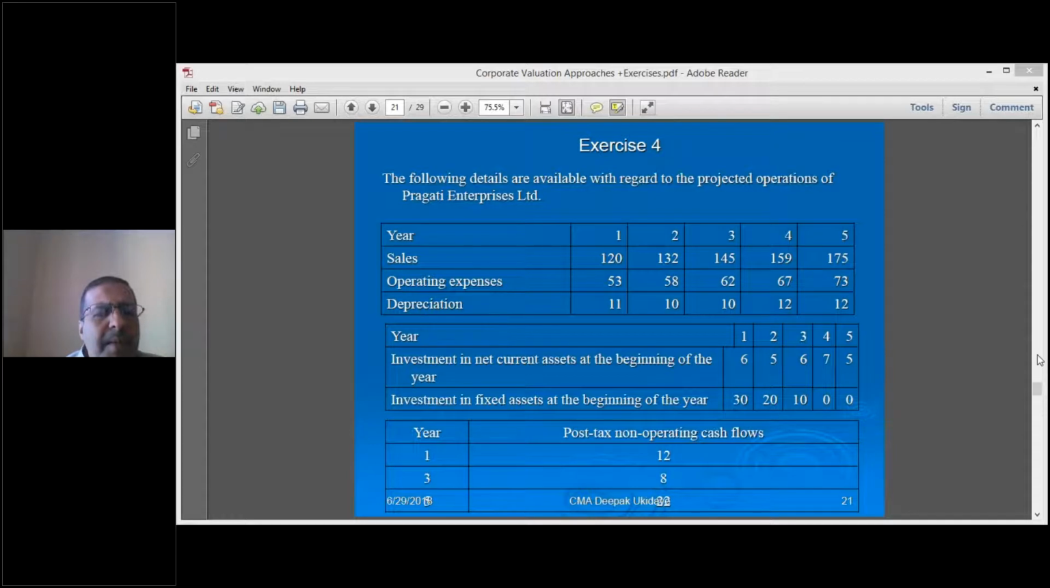So far 3 methods are done, and the fourth one, FCFF, I have also discussed. I explained 4 methods already. Which are the 4 methods? Dividend discounting model, FCFE, then comparable company approach, and now FCFF I have discussed. FCFF is a little difficult.